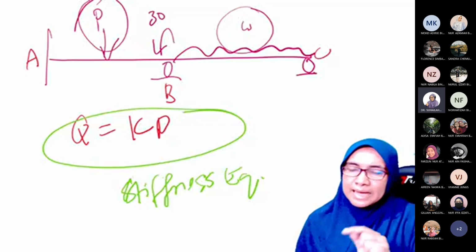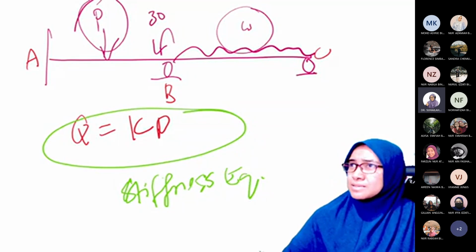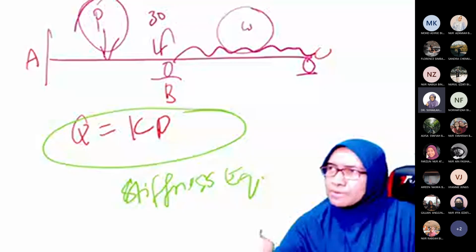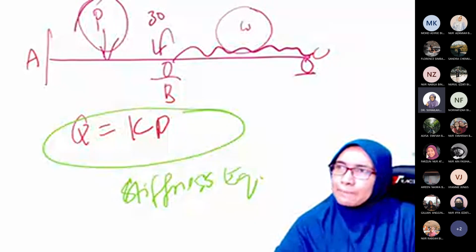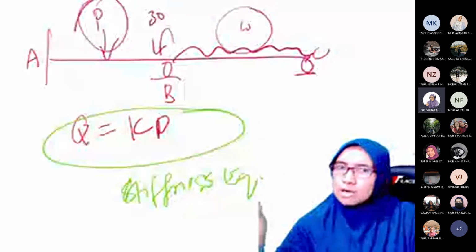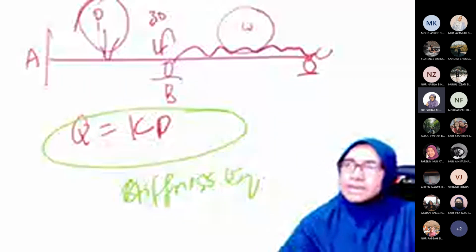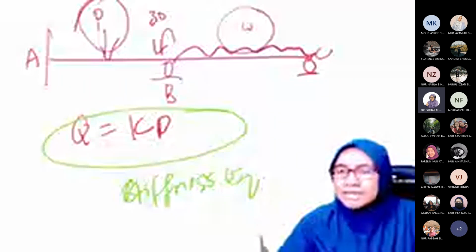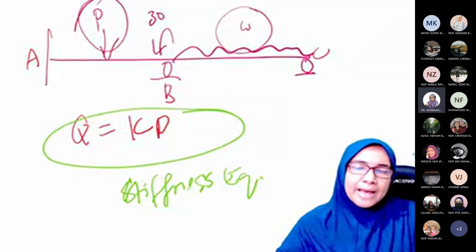Okay, so you balik study dulu. You study dulu about sekejap je. You cari 10 minit, you dah boleh dapat answer. How to include P dengan W dalam stiffness equation. Macam mana nak include P dengan W tu. Apa kita kena buat. Apa dia punya equation. Pergi cari jawapan tu and submit.